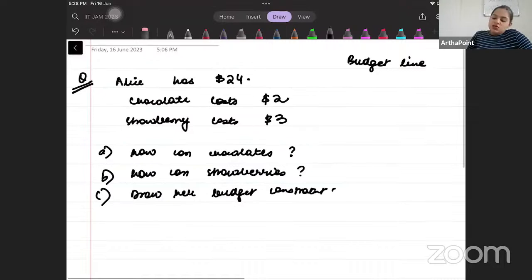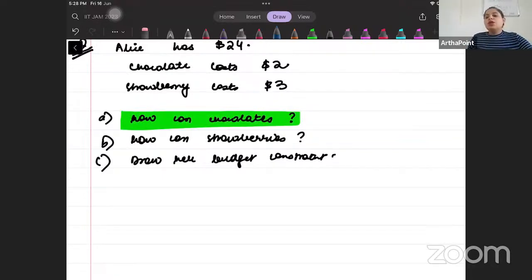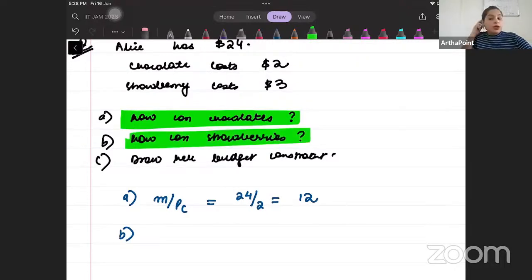So we know that to find the maximum number of chocolates that he can buy, you will do income divided by the price of chocolate. So income is 24 and price of chocolate is 2. So he can buy a maximum of 12 chocolates. To understand how many strawberries he can buy, you will do income by the price of strawberries. So income is 24 divided by 3, a maximum of 8 strawberries is what he can buy.